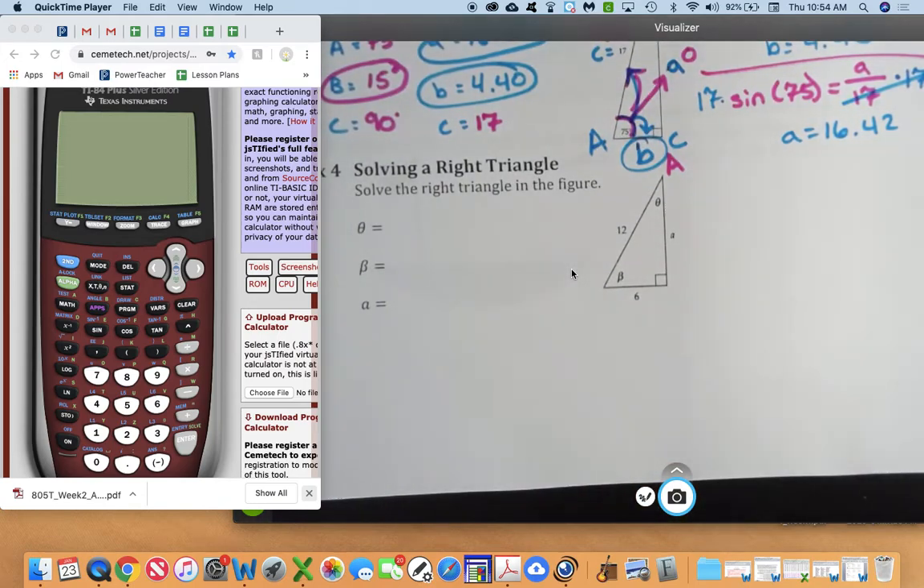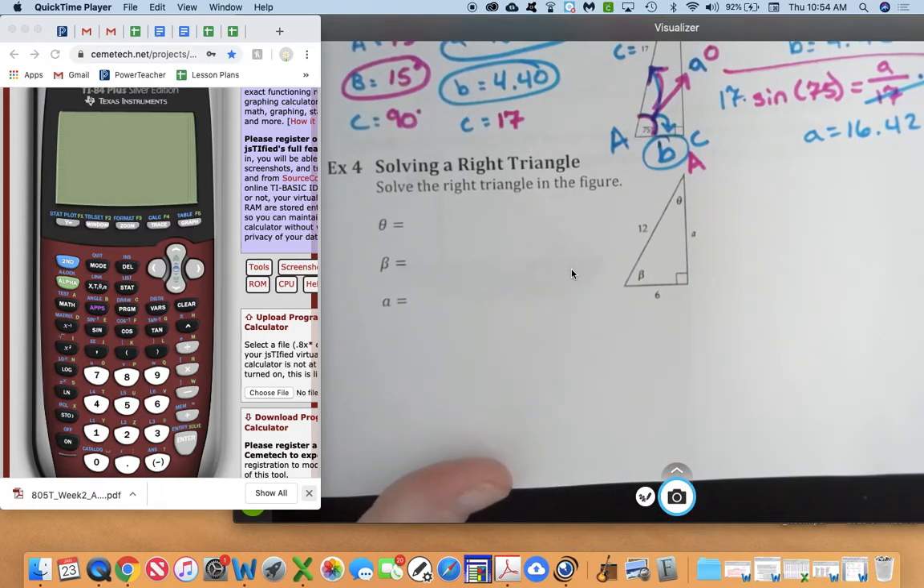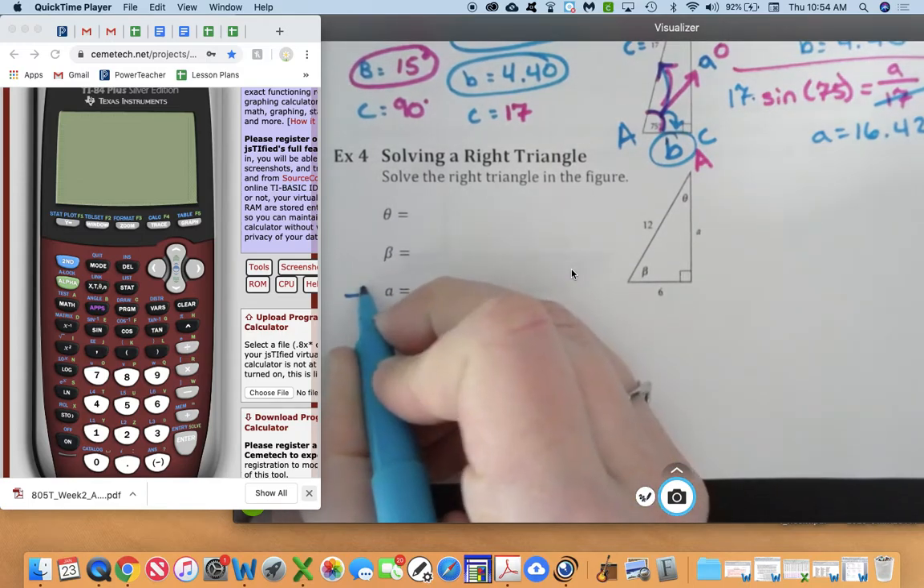All right, solve the triangle in the figure. Okay, so they give me some of the stuff. We have to solve the other stuff. Is that B thing called beta? That is called beta. You are right. Okay. Which one do you want to solve first? Let's solve for little a first.